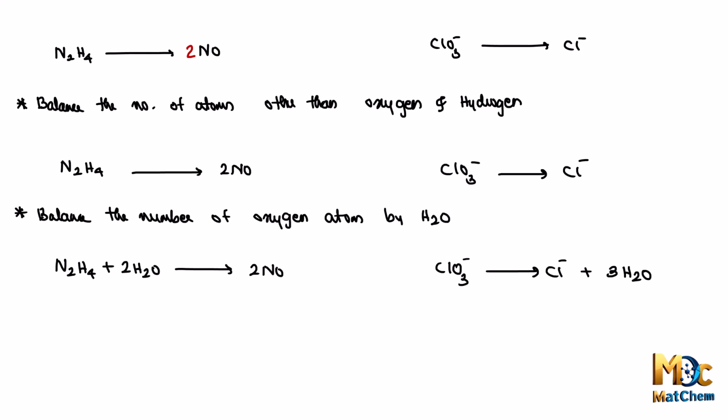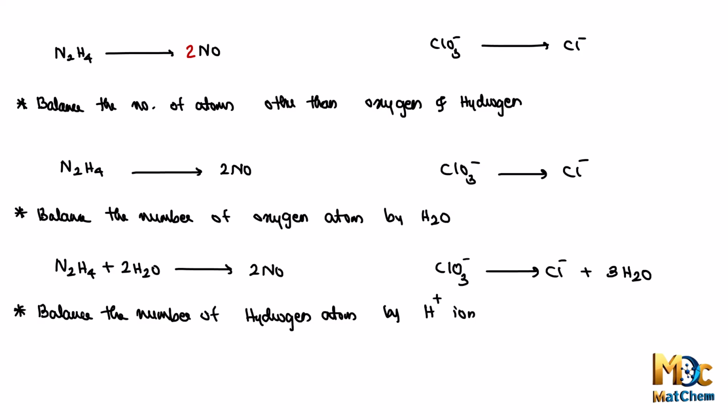Cl minus plus H2. Now you need to balance the number of hydrogen atoms. The next step is to balance the number of hydrogen atoms by adding H plus ions.